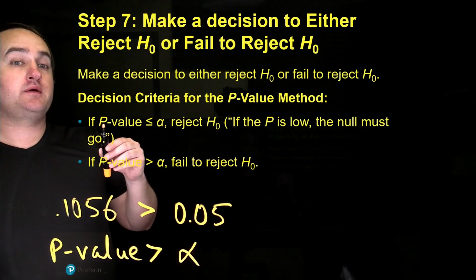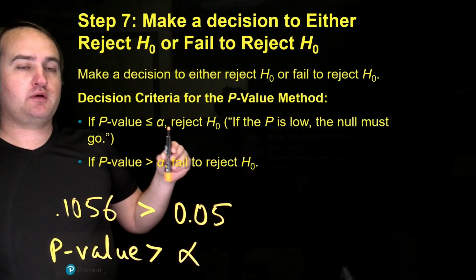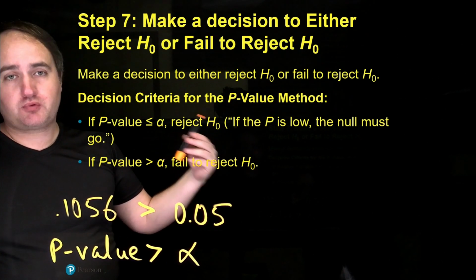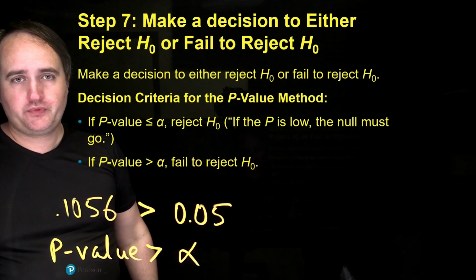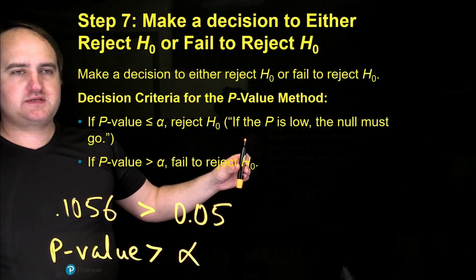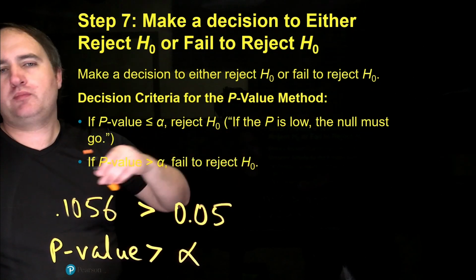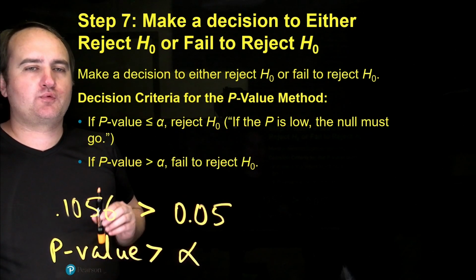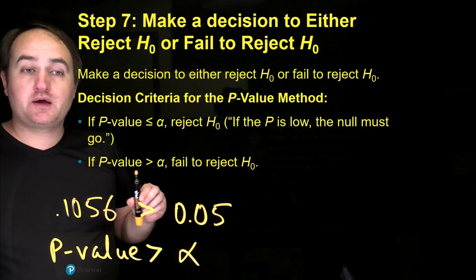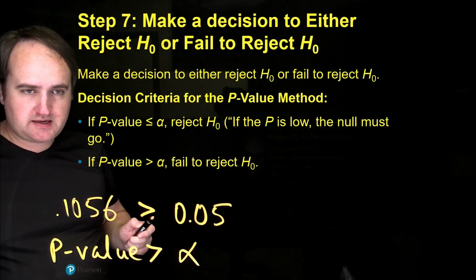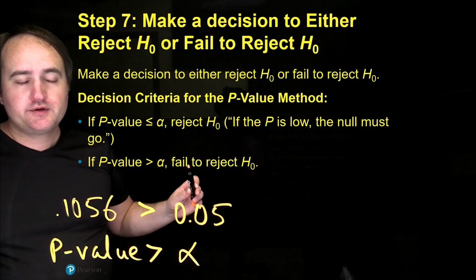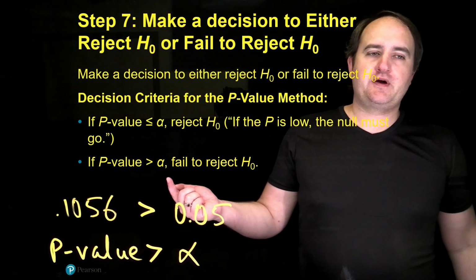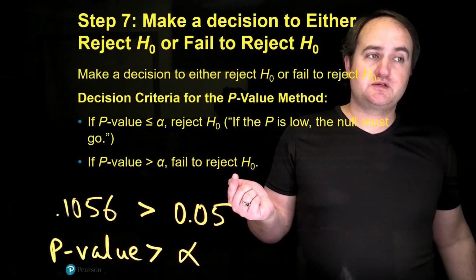So if our p-value had been less than or equal to alpha, we would reject the null hypothesis, which would mean we were supporting the claim. Or in the book, they say, if the p is low, the null must go, which is just a saying they use in the book. However, we're in this case here. If the p-value is greater than alpha, which we did have on this particular example, you fail to reject H naught. So a lot of people find the wording fail to reject H naught to be challenging.